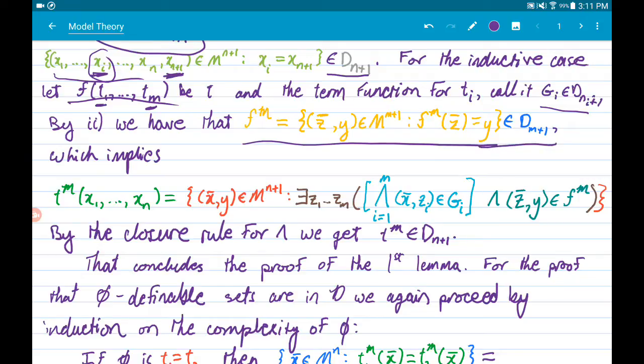Now, it might almost seem as though, well, isn't this the whole point, that the graph of the function is in D_{m+1}? But no, because the terms inside of the function are of length n, and they map to certain values that then f maps. So in fact, this is not exactly the thing that we're trying to prove.